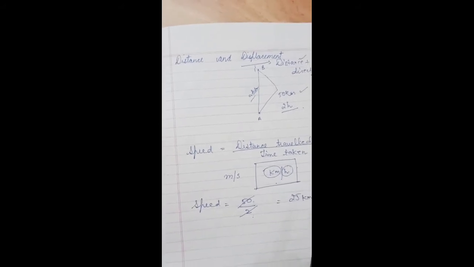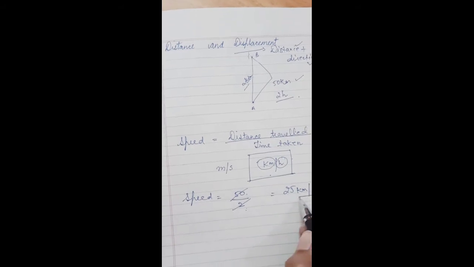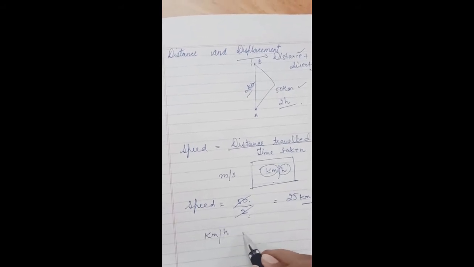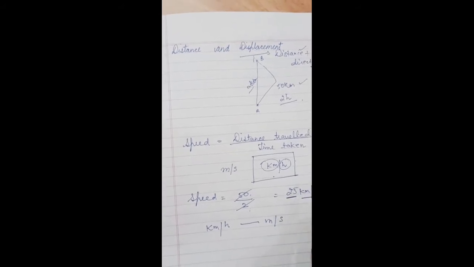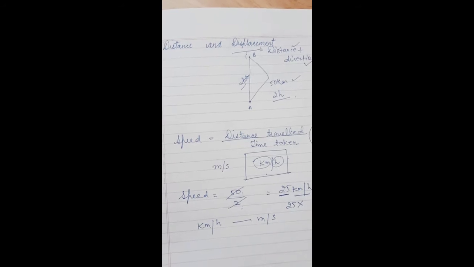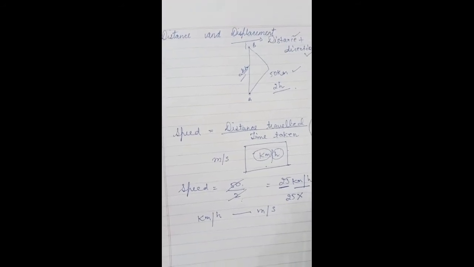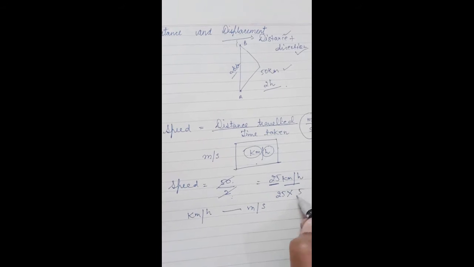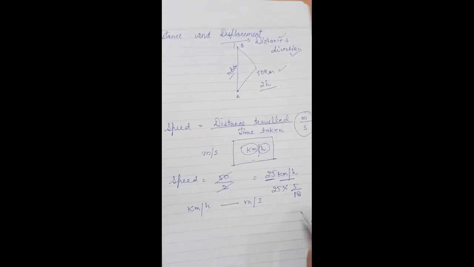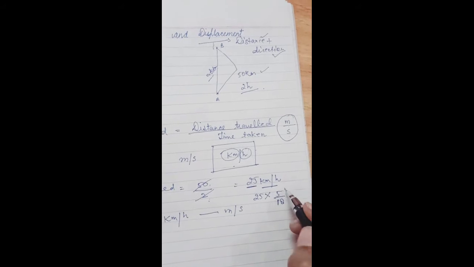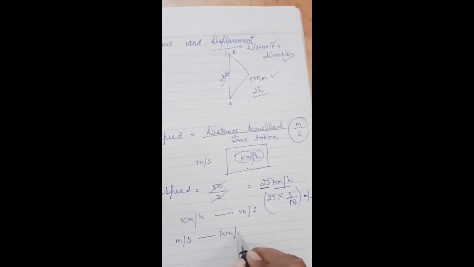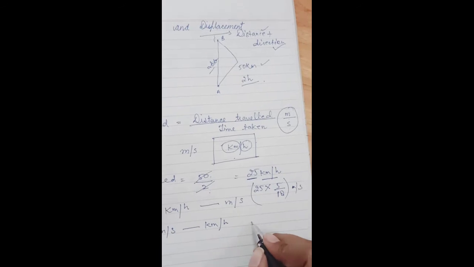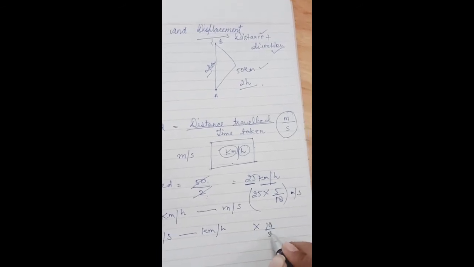Now if you want to convert the speed from kilometer per hour to meter per second, then what we do, we multiply the speed with 5 by 18. When we multiply this speed by 5 by 18, this will convert it into meter per second. And if you want to convert the speed from meter per second to kilometer per hour, then we will multiply the speed with the factor 18 by 5.